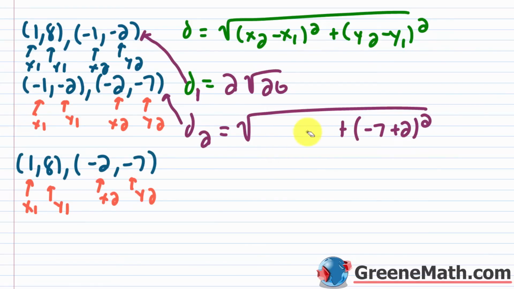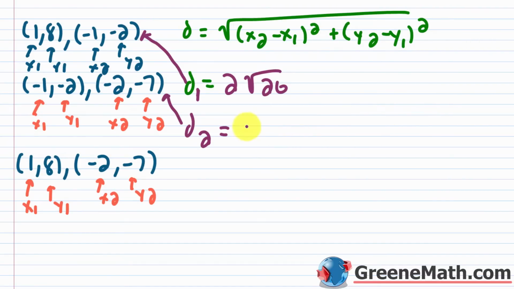So -1 squared is going to be 1. And then -7 plus 2 is -5. So -5 being squared is going to be 25. So 1 plus 25 is 26. So this is the square root of 26. Obviously, 26 is 13 times 2, so you can't make that any simpler.